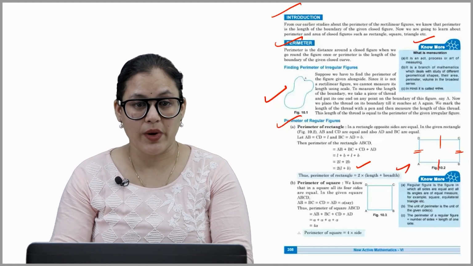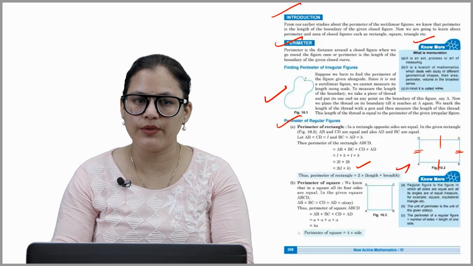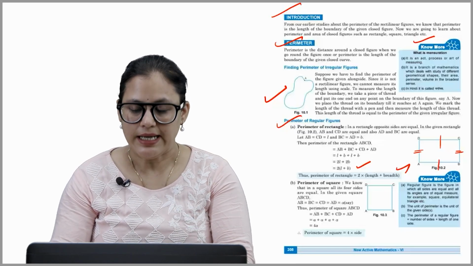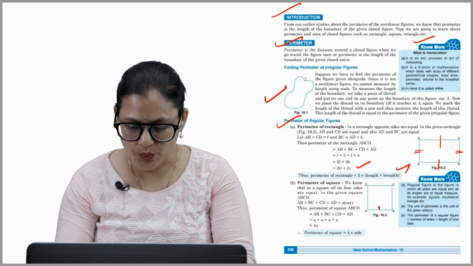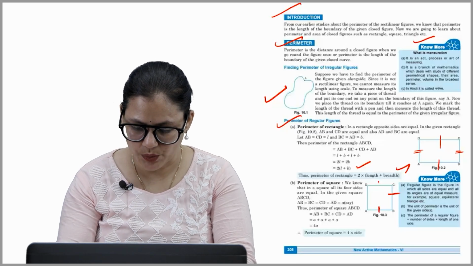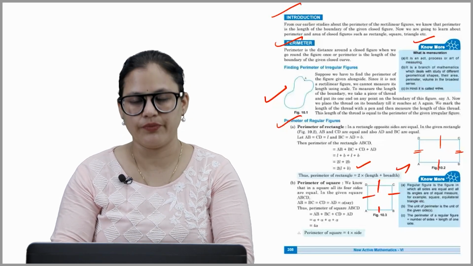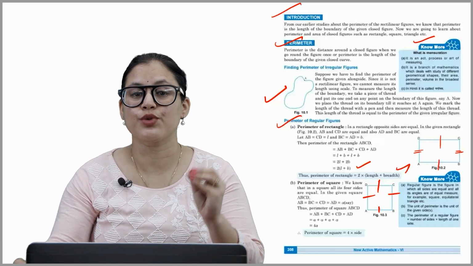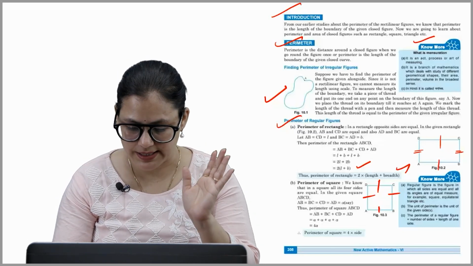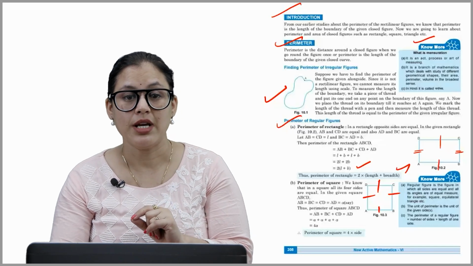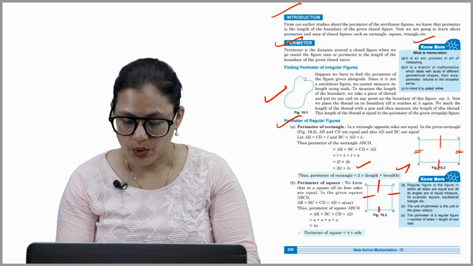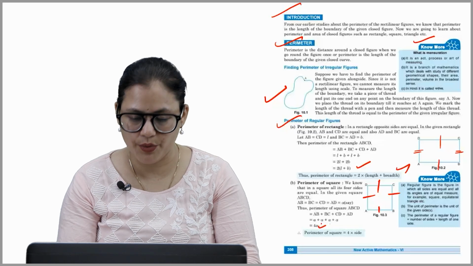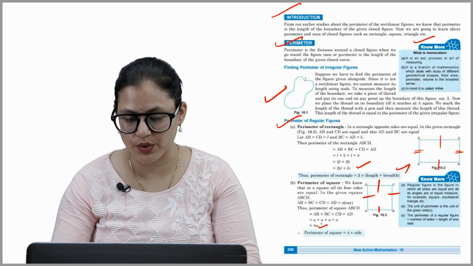B. Perimeter of a square. We know that in a square all four sides are equal. So in the given square ABCD, AB equals BC equals CD equals AD. All four sides are equal. Let each be A. The perimeter of square ABCD is, we add all four sides: A plus A plus A plus A, that is 4A. So the perimeter of a square is 4 times side.